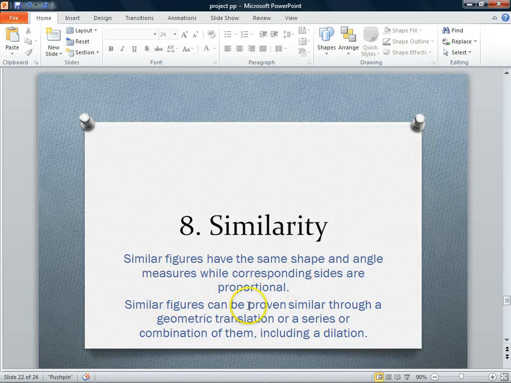So similar figures can be proven similar through a geometric transformation or a series or combination of them, including a dilation, and the dilation being the key factor there, because similar figures are either dilated by a scale factor of greater than 1 to enlarge them, or by a scale factor of less than 1 to shrink them.